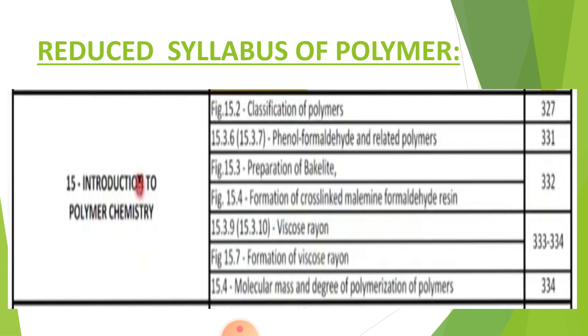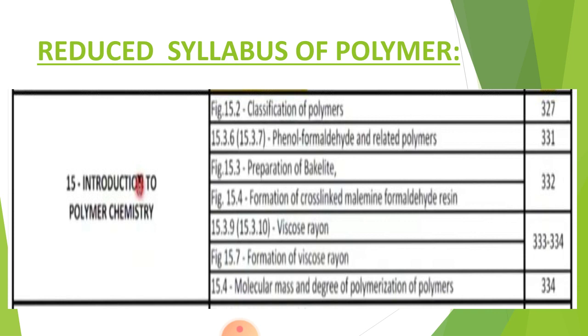In that, preparation of bakelite, melamine formaldehyde polymer, its preparation has been reduced. So these all topics you are not supposed to study for this year. It is on page number 331, page number 332. In page number 332 you are supposed to cancel or reduce preparation of bakelite and preparation of melamine formaldehyde resin.